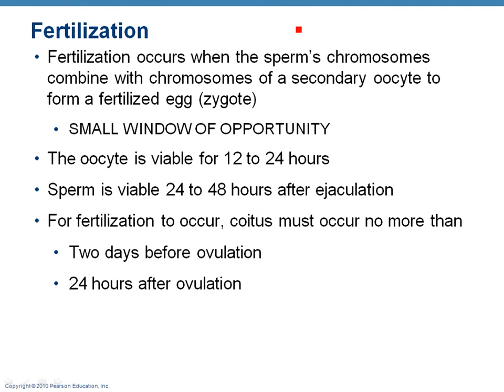All right, what is fertilization? Fertilization occurs when the sperm and the secondary oocyte, you may call it an egg, come together. So the chromosomes, you have to mix those chromosomes together. You've got to bring the genetic information from the mom and the genetic information from the dad together. That's fertilization. And when you fertilize that egg, we then call it a zygote.